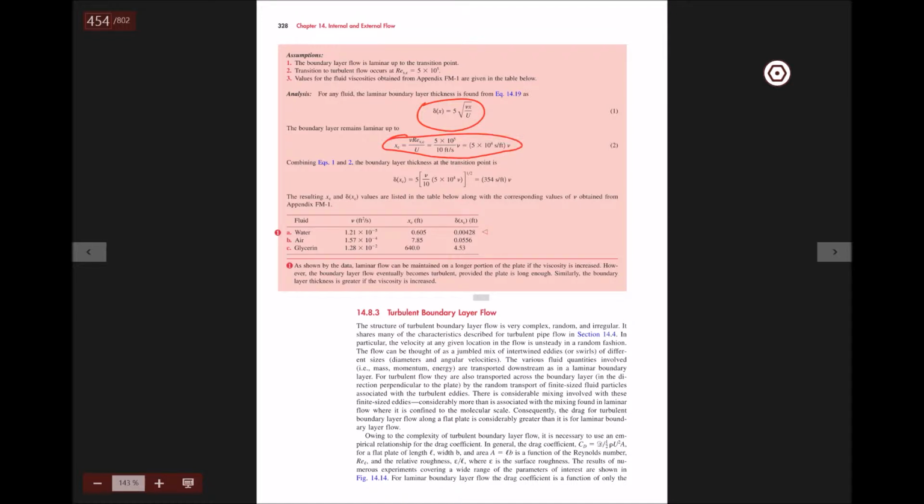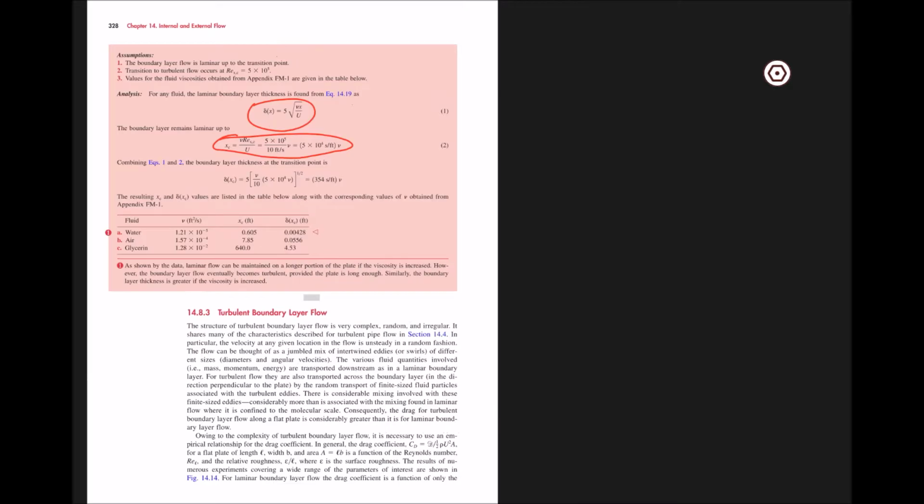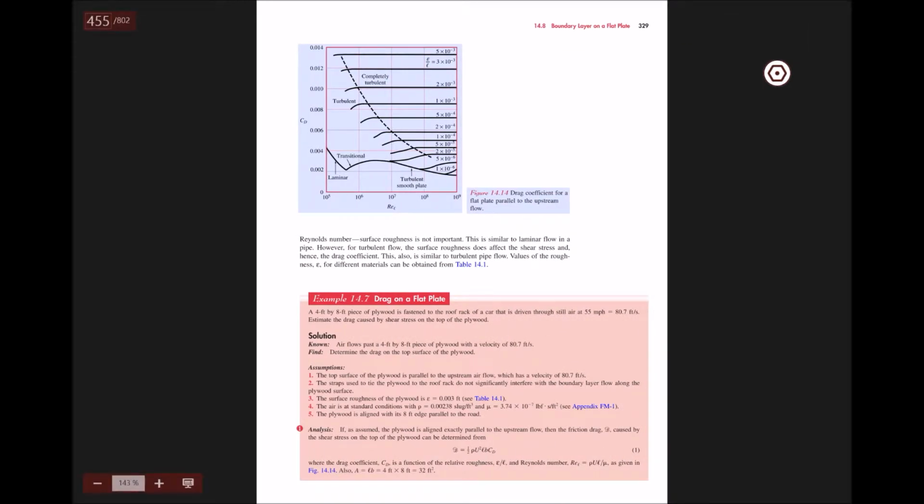Just a matter of substituting the proper values, and you can easily go through the example and calculate what would be your boundary according to different types of fluids.